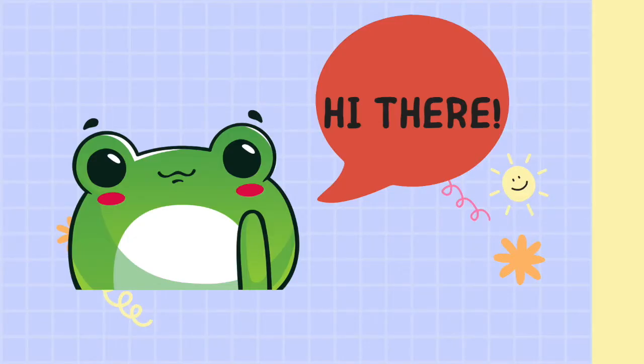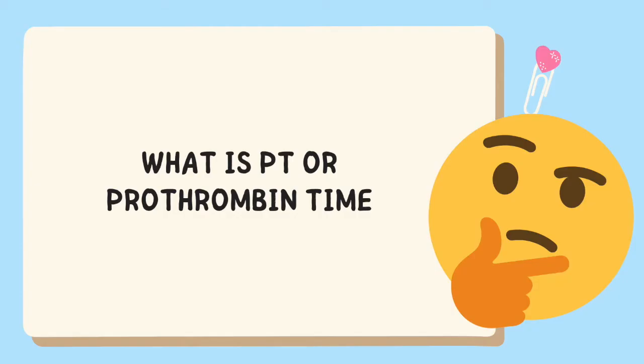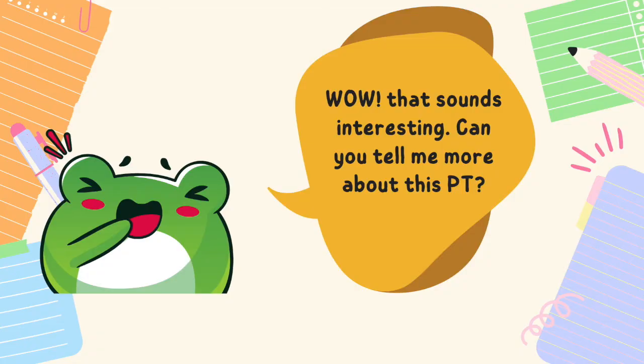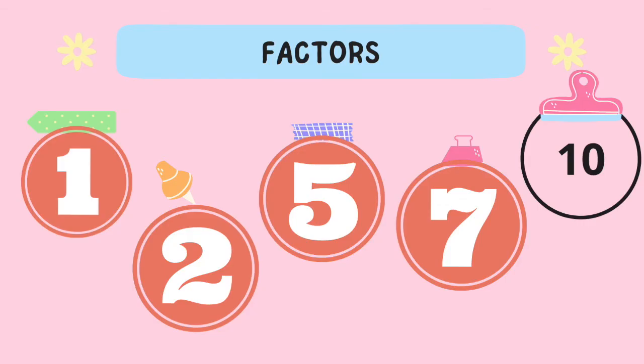So what are these PT and APTT that you're talking about? PT, or prothrombin time, measures the extrinsic and common pathway. Did you know that this test was described by Dr. Armand Quick in 1935? Wow, that sounds interesting. Can you tell me more about this PT? PT is also used to screen for the deficiencies of factors 1, 2, 5, 7, and 10. It is most useful in oral anticoagulant therapy.